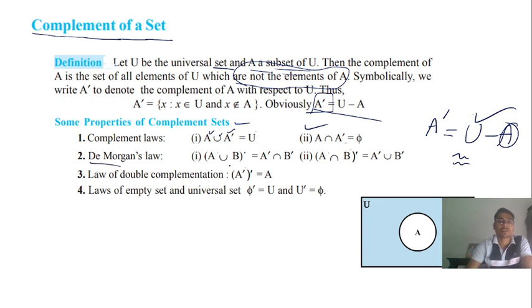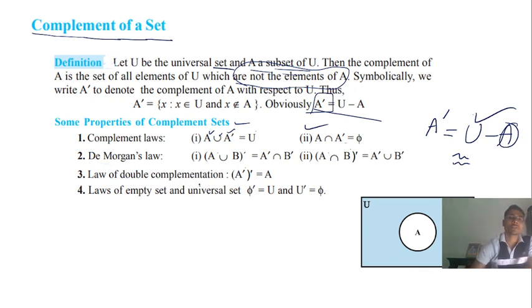What is De Morgan's law? De Morgan's law says that A union B whole complement is equal to A complement intersection B complement. The second De Morgan's law is A intersection B whole complement is equal to A complement union B complement. Meaning if here you have union, then after doing the complement you get intersection. If here you have intersection, then after doing the complement you have union between the two sets. So this is called De Morgan's law.